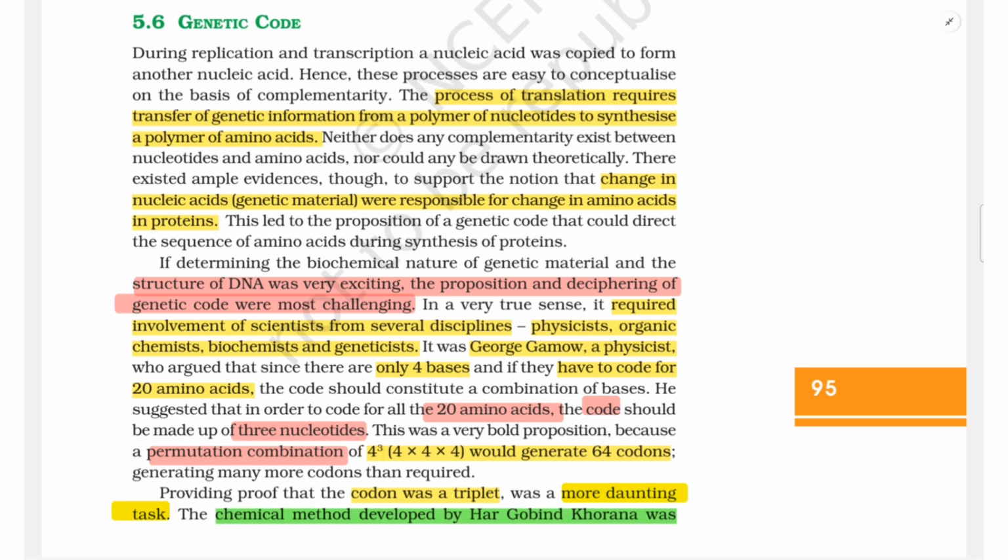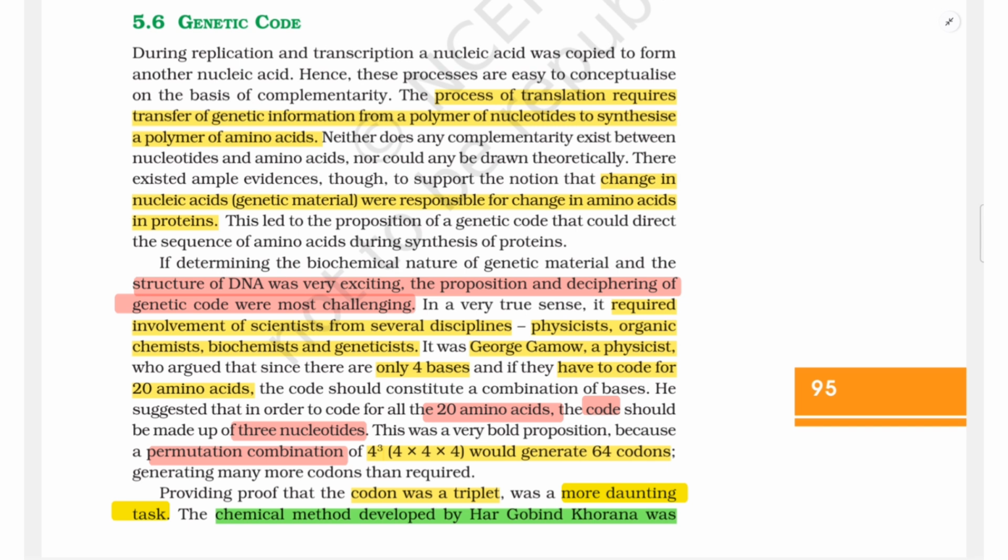This led to the proposition of a genetic code that could direct the sequence of amino acids during synthesis of proteins. If determining the biochemical nature of genetic material and the structure of DNA was very exciting, the proposition and deciphering of genetic code were most challenging. In a very true sense, it required involvement of scientists from several disciplines: physicists, organic chemists, biochemists, and geneticists.